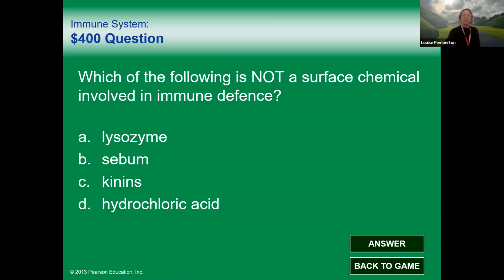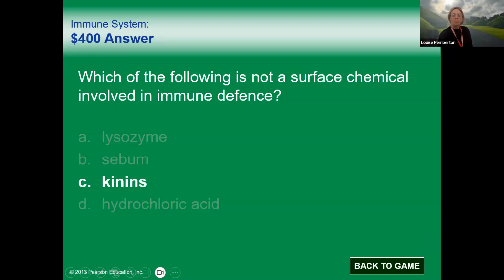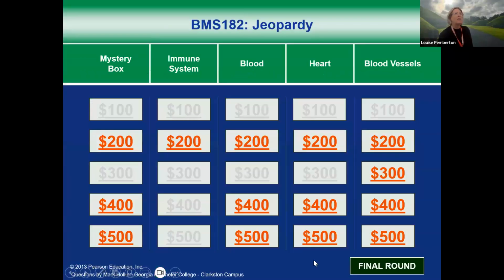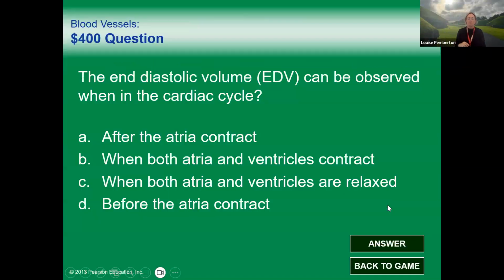C is correct. So that is a chemical mediator, which we didn't really go into too much, but anyway, the other ones are all the surface chemicals. All right, who chose that? Was that you? Yep, Dana. Oh, blood vessels for 400. Right, yeah, the blood vessels are not being loved.